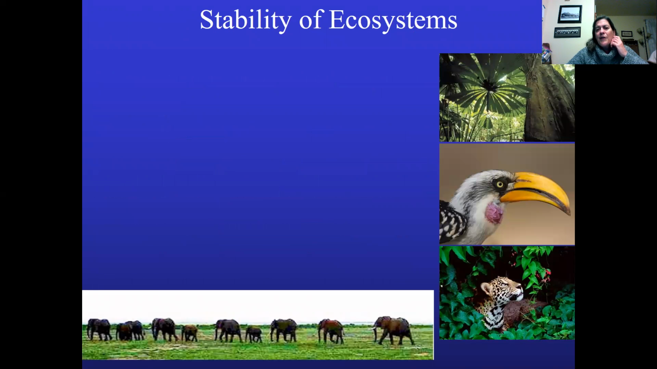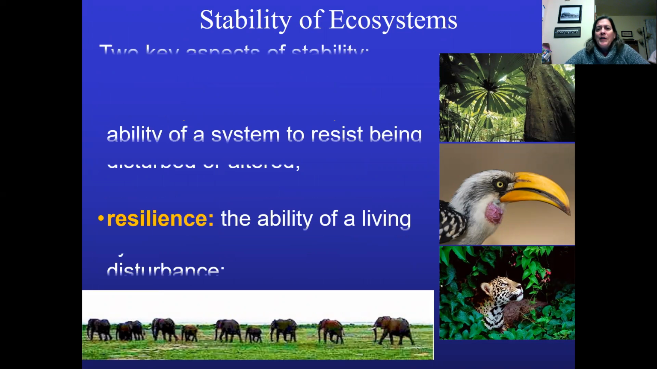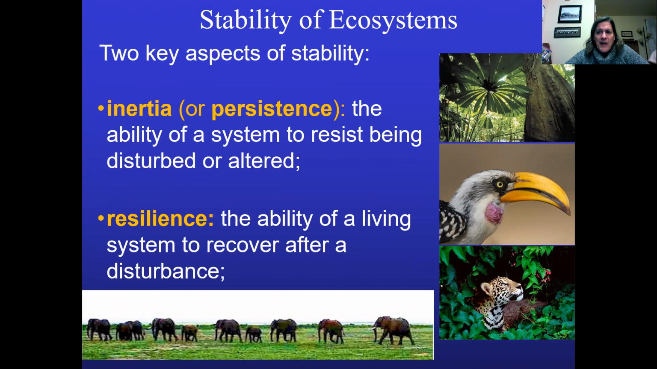Then this gets at another idea called stability. For the stability of ecosystems, there are two key aspects. One is inertia or persistence, which is the ability to resist being disturbed or altered. If you have a lot of inertia, you're not going to be disturbed. Resilience is the ability to come back from it. If you are disturbed, resilience is your ability to come back from that.